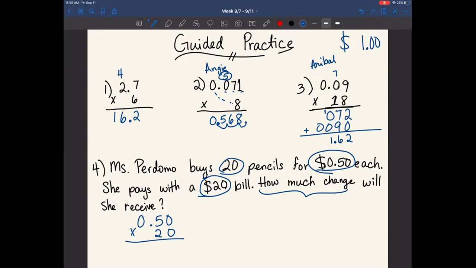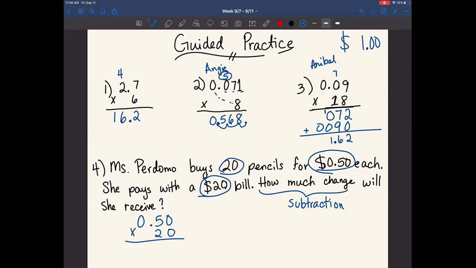Subtraction? It is subtraction. You were right, Sasha. You got to say it though. It is subtraction, right? Because I pay with $20 and I want my change. So they have to subtract the amount of the pencils from my $20 bill and give that back to me, okay? So let's go ahead and do the multiplication first.